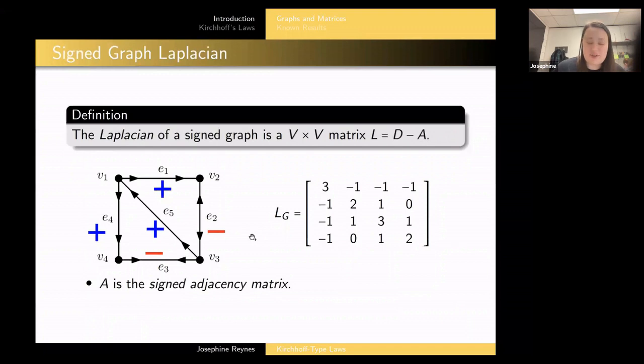So how does this relate to sine graphs? The Laplacian of a sine graph is going to be degree minus adjacency still. And what happens here is the adjacency is now just signed. So you can see that this is the same graph, but we've made two of our edges negative. And I've represented this as a bidirected graph. That's an easy way to look between orientations and sine graphs.